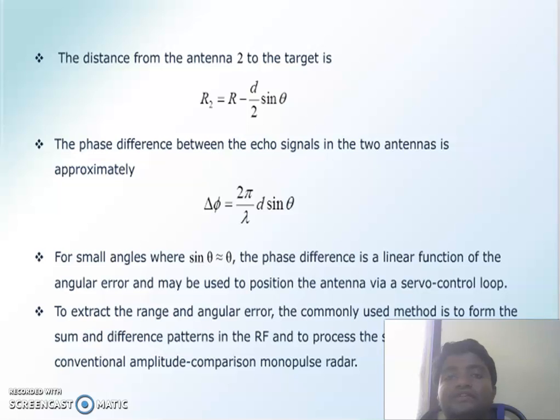In this phase comparison monopulse radar, the phase difference between the two echo signals from two separate antennas is used to measure the angular error. The phase difference is a linear function of the angular error. It is used to position the antenna by using servo motors. And this is about phase comparison monopulse radar.